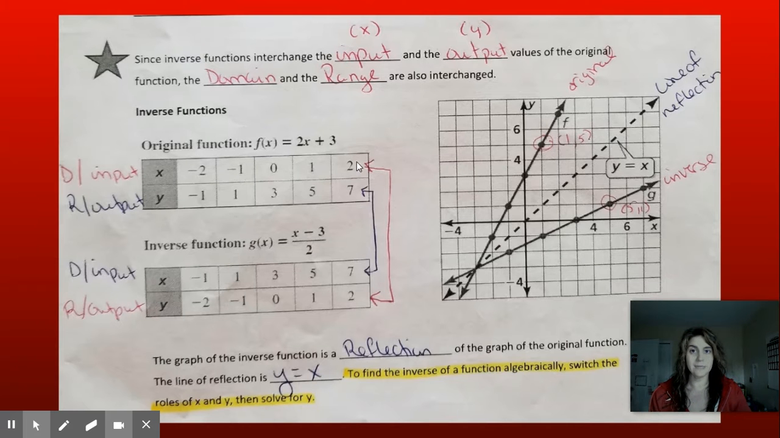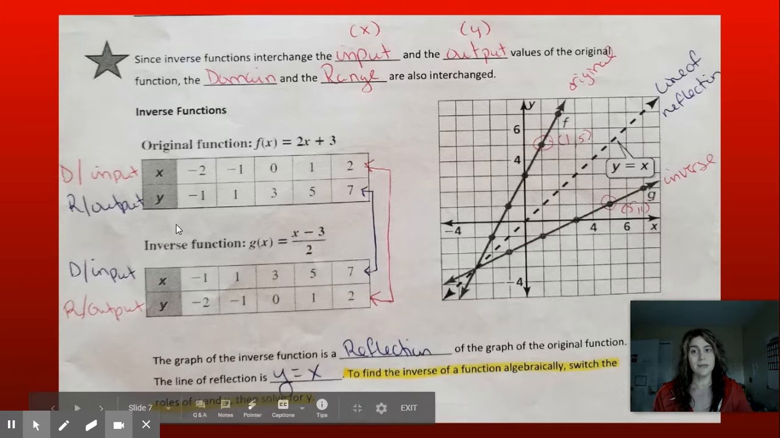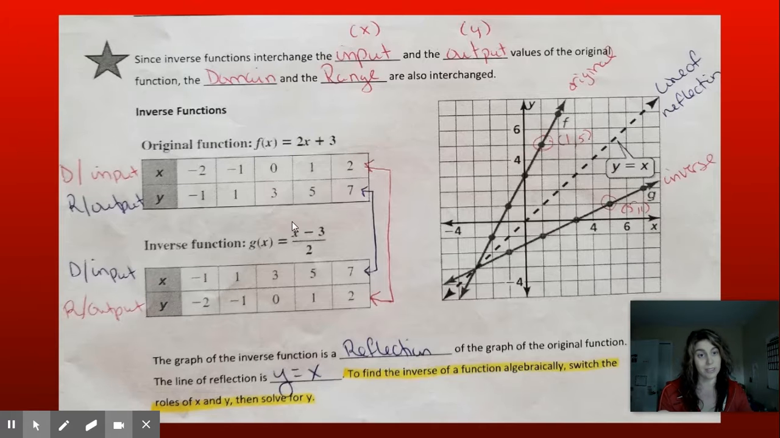This was my x, my top row, and it now becomes the bottom row, the y values for my inverse. What was the y's now becomes the x's. They swap places anytime I have to find an inverse. Again, the domain was my input, the range was my output. Still, domain is input and range is output, but the values went to different parts. So what was my range in the original is now my domain in the inverse, and vice versa. What was my domain in the original is now my range in the new one.